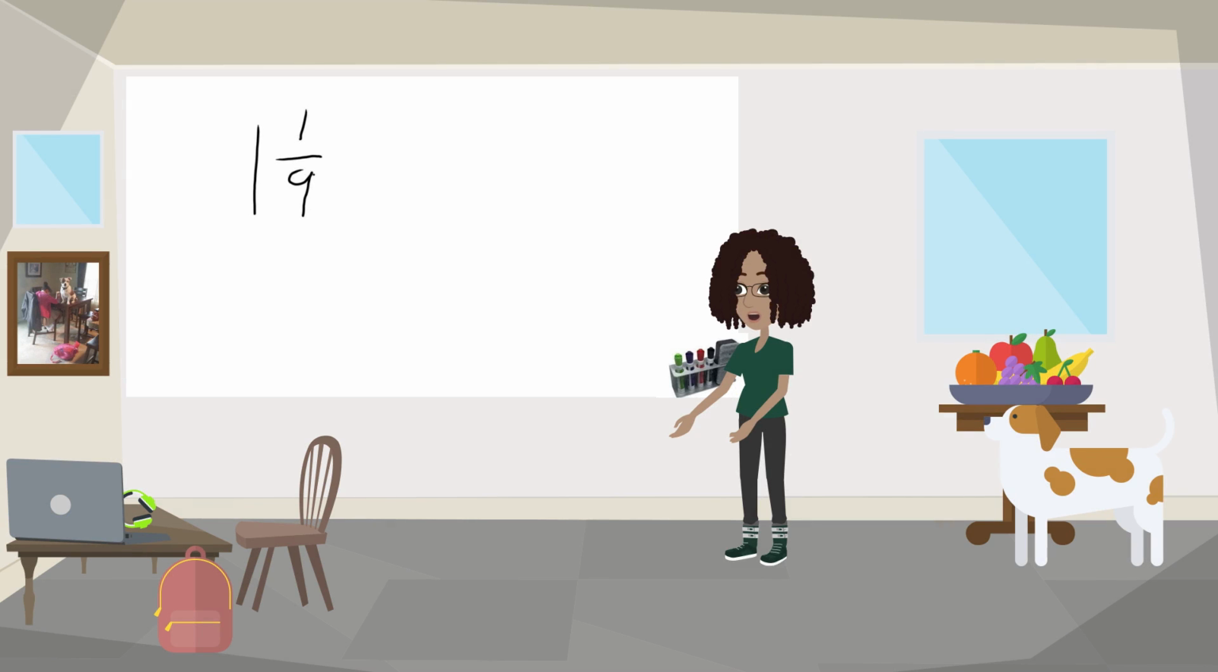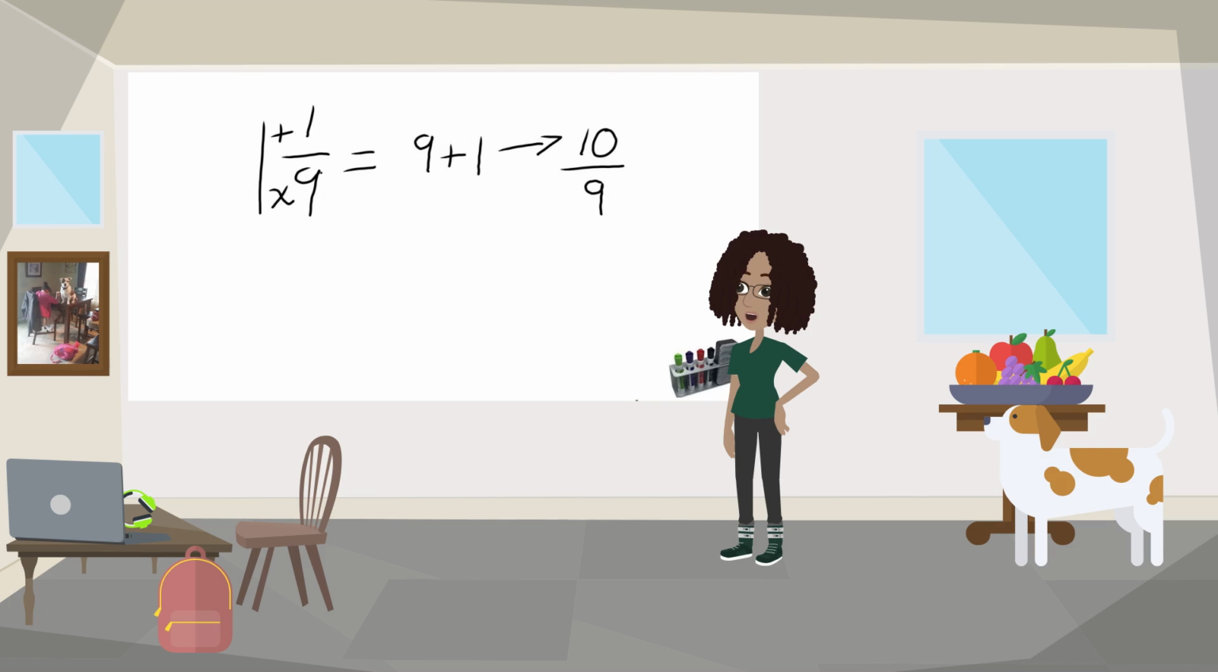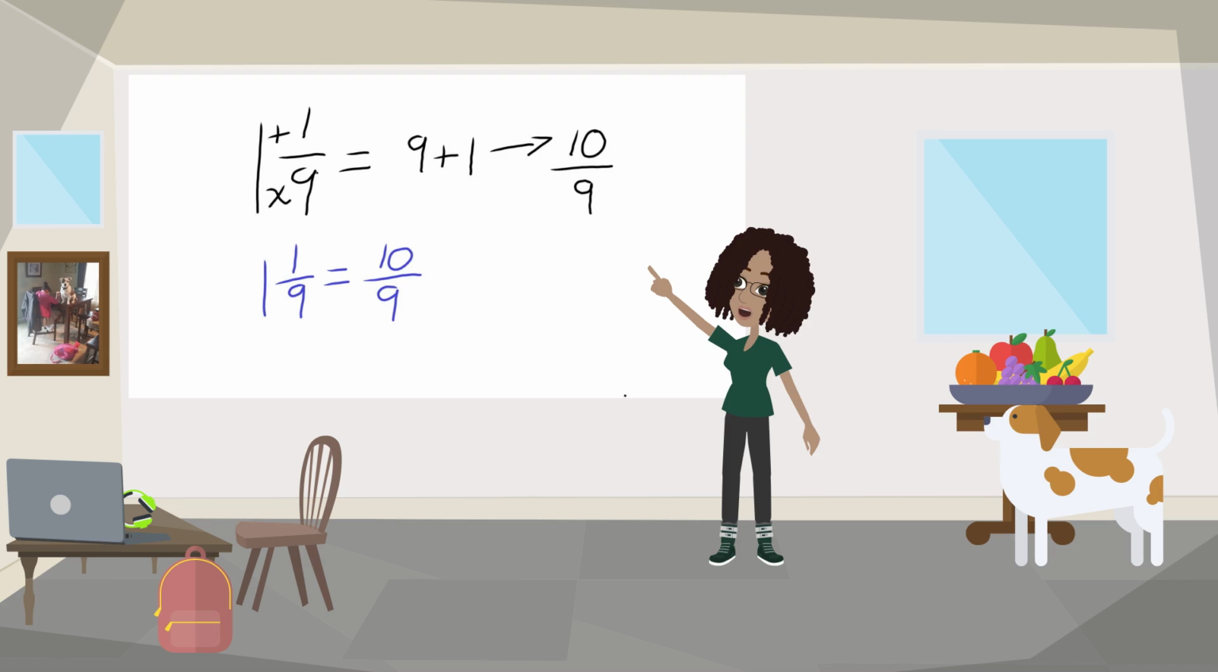Let's convert 1 1/9 to an improper fraction. First, multiply 9 by 1, then add 1. This calculation will give you your numerator for your equivalent fraction. Remember, the denominator is the same for your equivalent fraction. 1 1/9 is equal to 10/9.